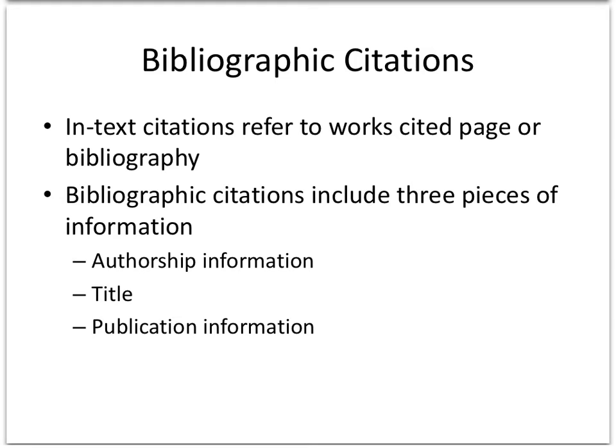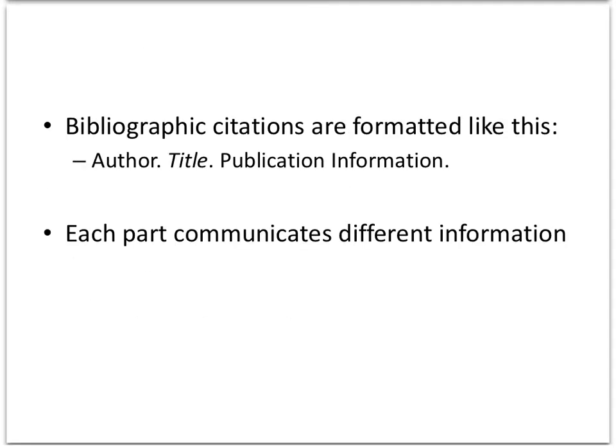So these bibliographic citations include three key pieces of information: authorship information, the title of the source, and any publication information related to that source. So all bibliographic citations have a standard format they follow. We think back to in-text citations, they also follow a similar format. Those in-text citations use the author's last name and a page or paragraph number. Well, in the case of bibliographic citations, we have three pieces of information. One, the author's name. Two, the title of the source. And three, publication information.